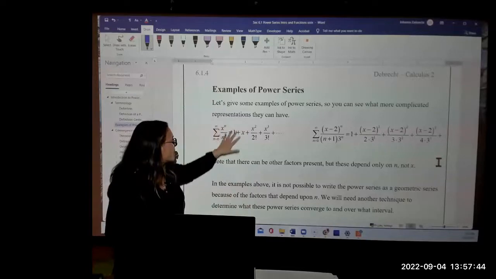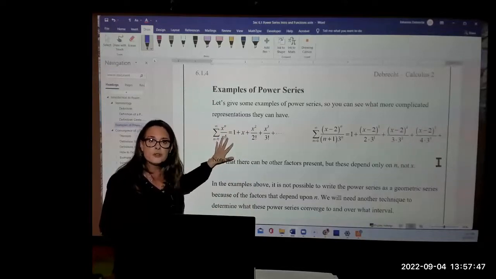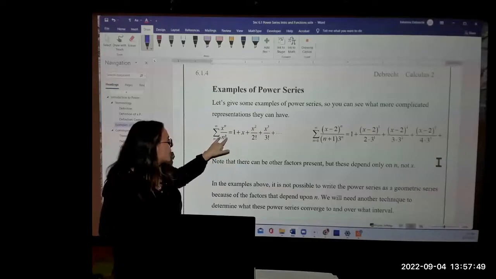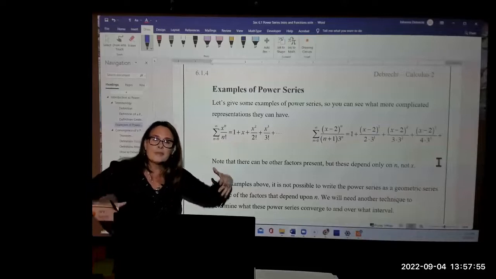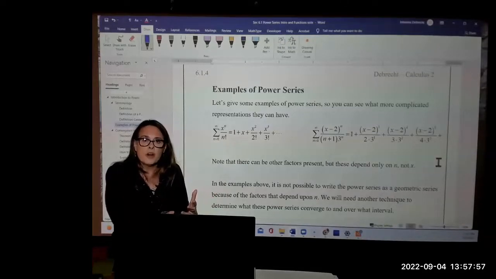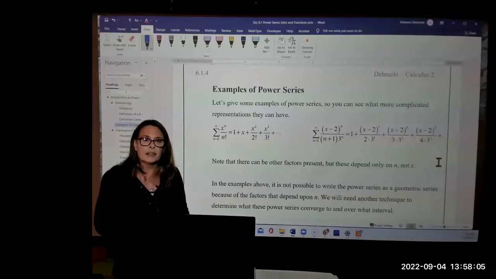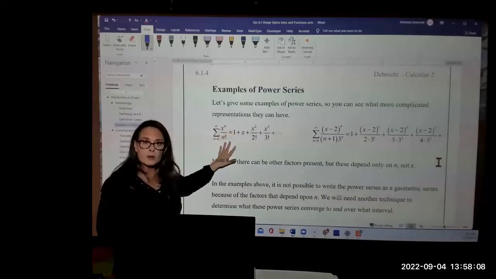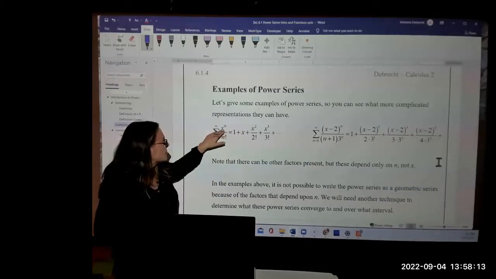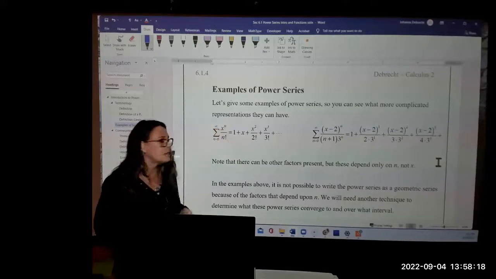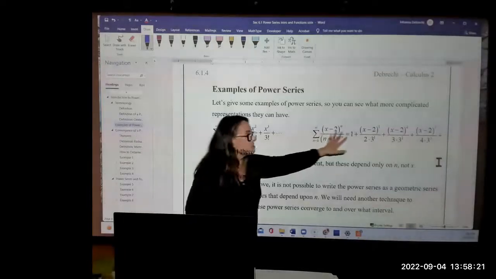Now, there's no way to write this one in strictly geometric form because we have this factor n factorial in the denominator. So we can't pull that into the common ratio r. So it cannot be written as a strictly geometric series. So we're going to have to find another way to determine when this power series converges and over what interval. So when we're looking at this one, again, it's still a power series because we have a variable x raised to the index power. Let's take a look at this one over here.